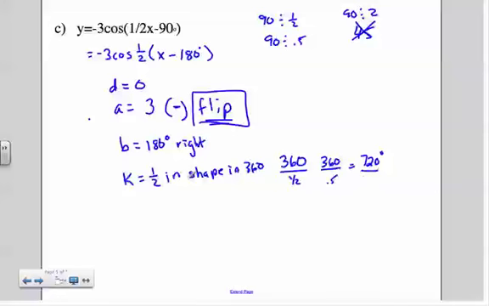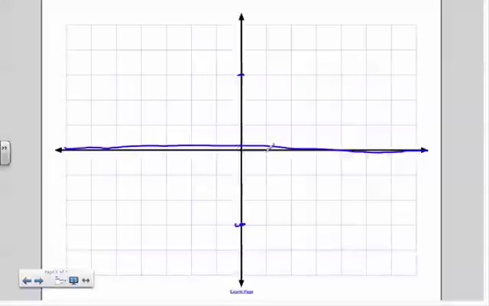So if I only get 1/2 of a shape in 360, it makes sense that I'd have to have a full 720 degrees to see a full shape. To think about what's going to happen, I'm going to divide that into 4 to figure out how I should space this out. And 720 divided by 4 is 180 degrees. So on my graph, I'm actually going to count by 180 degrees. I'm going to go 180, 360, 540, 720.